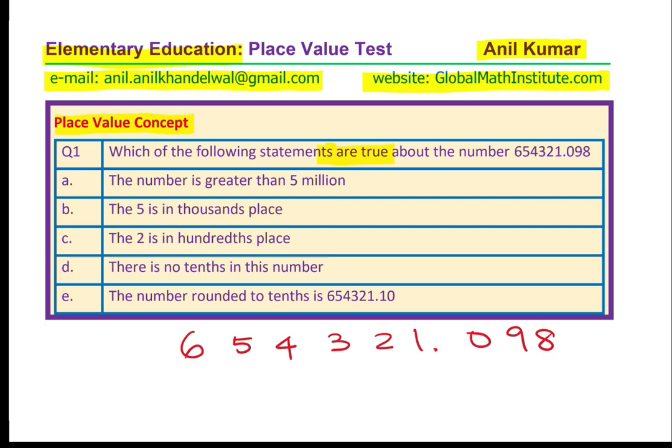So to figure this out, we should write our separators, right? So 3 digits, this is one period, then this is the other period, correct? So we know this is only up to thousands, not million, right? So the number is greater than 5 million is not correct. That is not the right answer. The 5 is in thousands place. So the thousands place is this. 4 is in thousands place, right?